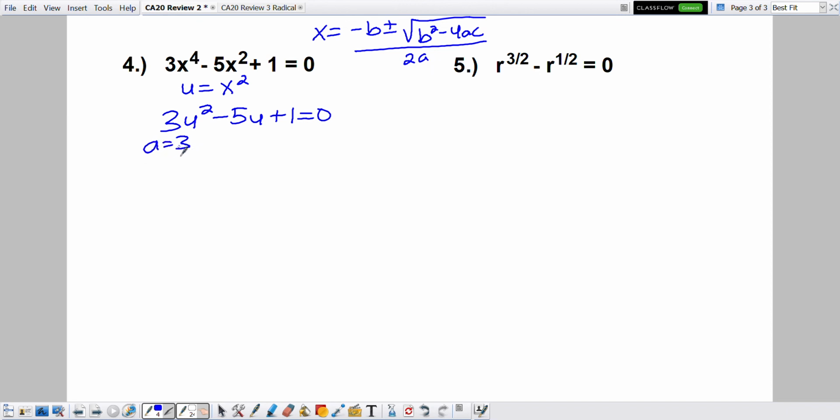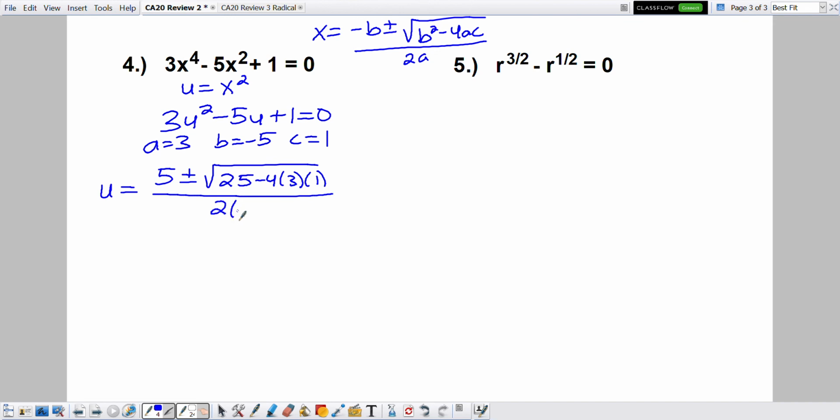Remember that a equals 3, b equals negative 5, and c equals 1. Just the coefficients in front of the variables. So I'm going to go ahead and plug this in, but instead of being x, we're solving for u. So I'm writing u equals, the opposite of b would be 5 plus or minus the square root of b squared, which is 25, minus 4 times a times c, all over 2 times a.